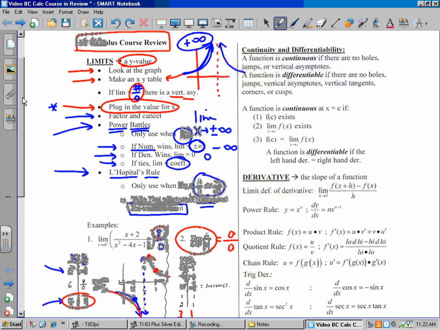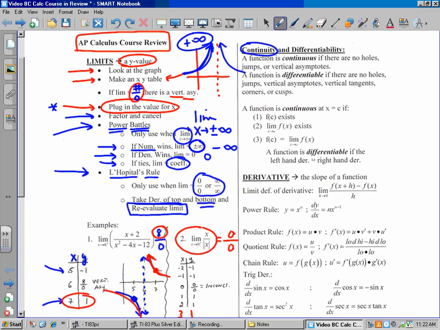Continuity, let's talk about a function that is continuous. A function is continuous if the function exists at that point. So if we're trying to determine if a function is continuous at some x value, say x equals 5 or x equals c, the function needs to exist. There needs to be a point at that x value.